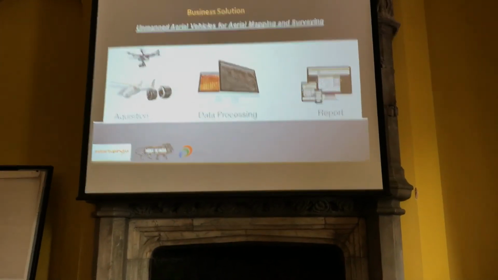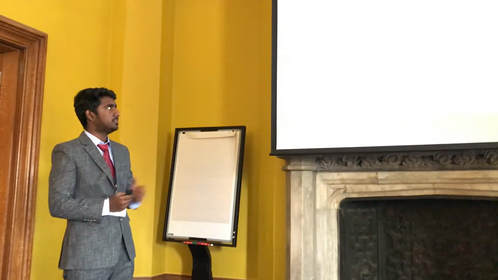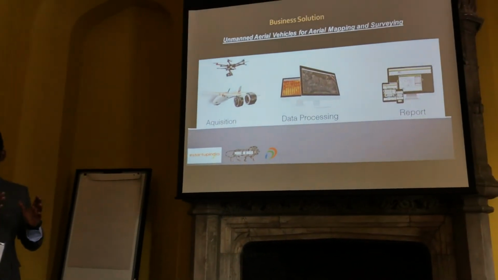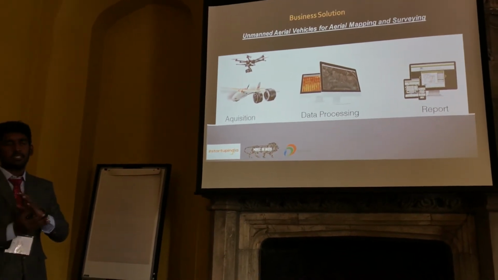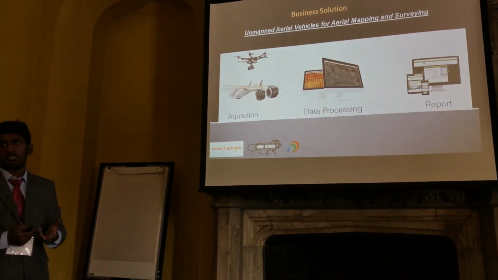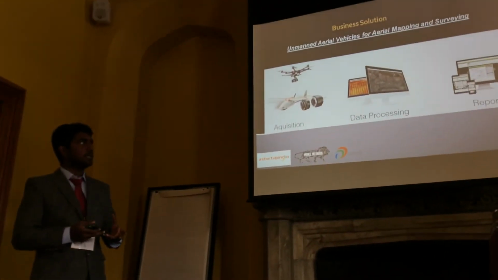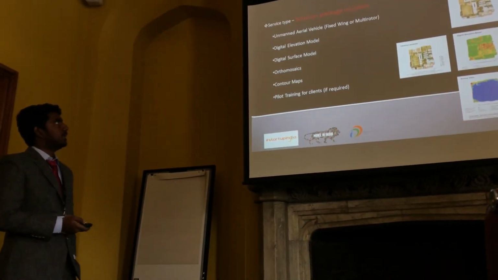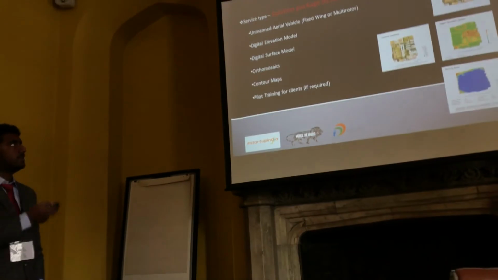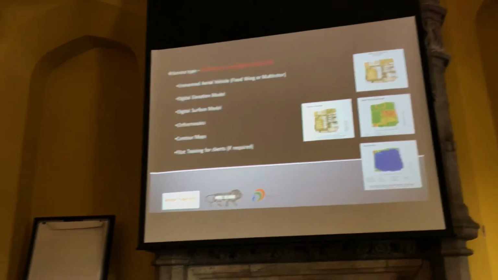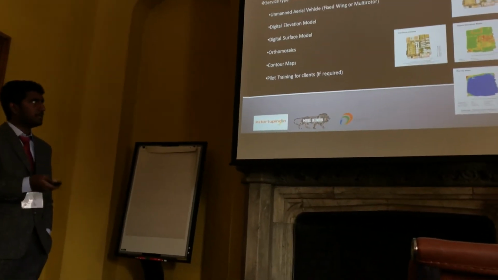Our business solution basically consists of 3 major steps. One is data acquisition. It is when we send out a drone to monitor a particular area of interest. It goes over there and collects up to maybe 500 or 600 images, depending on the size of the area. It comes back to our base station, and we collect those images and process them through the data processing software that we have in our labs. And then from those images we generate 3D models that we give to the customer in no time in a report-like format. Our solution packages include the drone, which is the main thing of course, and digital elevation models, digital surface models, orthomosaics, contour maps, and if the client requires pilot training, we also provide that.